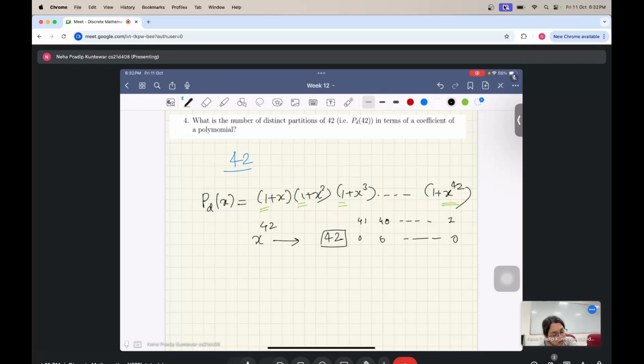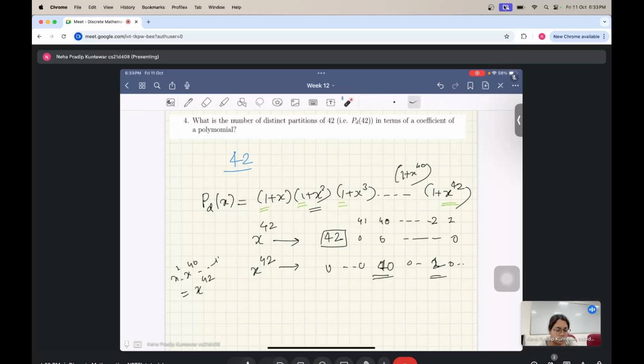Similarly, if I choose x square from the 2 factor and x to the 40 from the 40 factor, and everything else is 1, then again I get x square times x to the 40, which gives you x to the 42. So that is another way of partitioning, which is from 40 I choose once, from 2 I choose once, and everything else is 0. So that adds up to 42. That shows you that there is a bijection between a term that you obtain from the product here and the partition that you have.